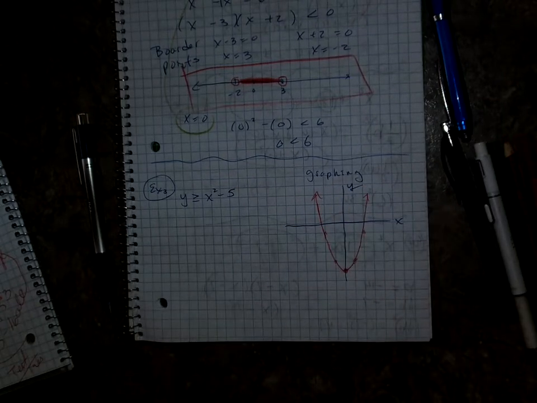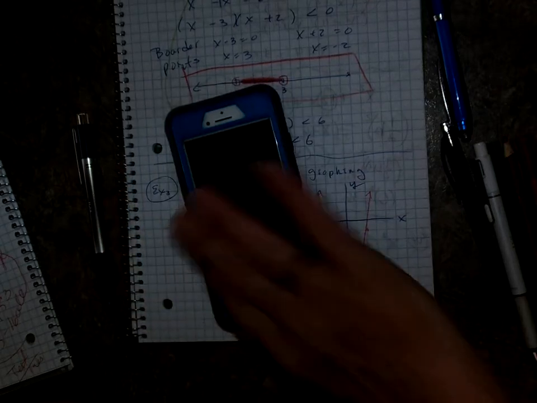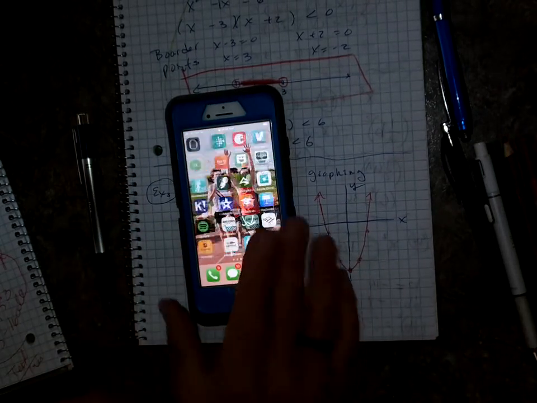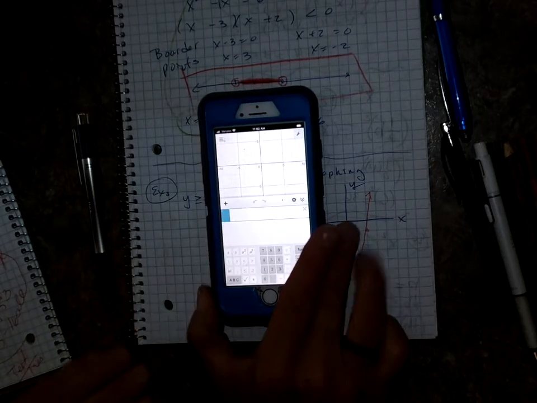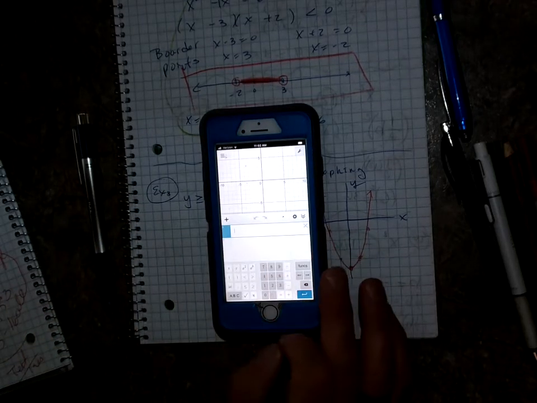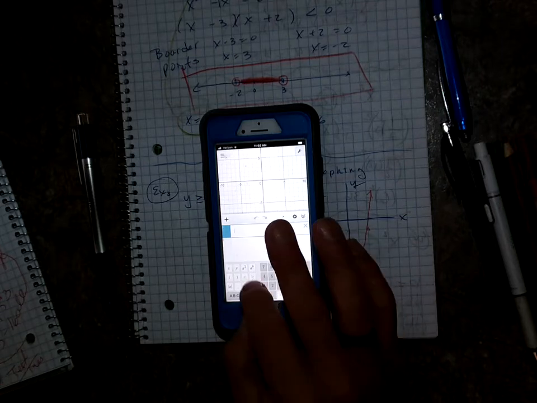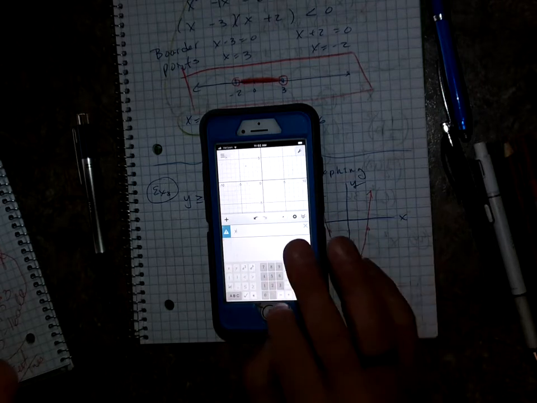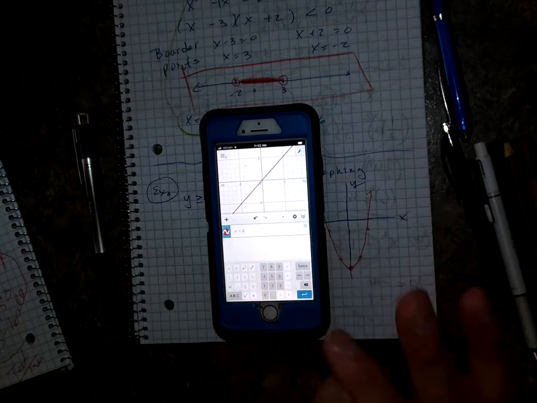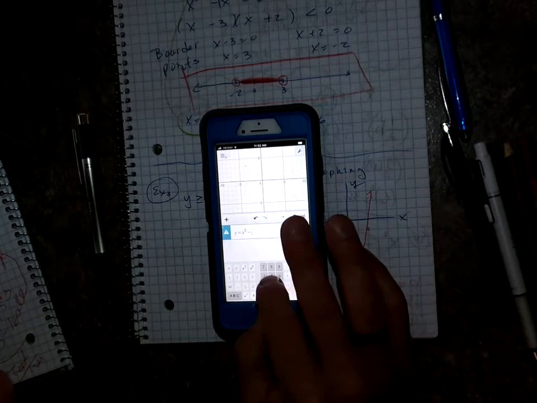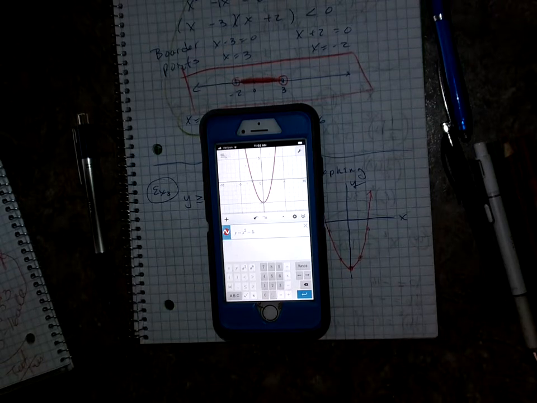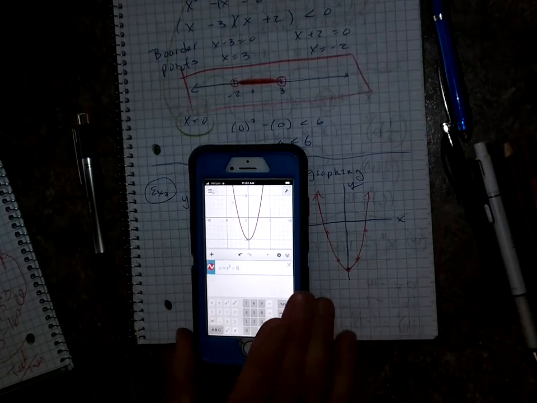Rally helped me out with getting my contrast on my Desmos. Let's see if you guys can see this now. Okay. Thanks, Rally. Oh, you can see it. Look at that. Thanks, Rally. So if you wanted to go y equals x squared subtract 5, there it is. Exactly like I just, hey, what do you know? Exactly like I just put, okay?